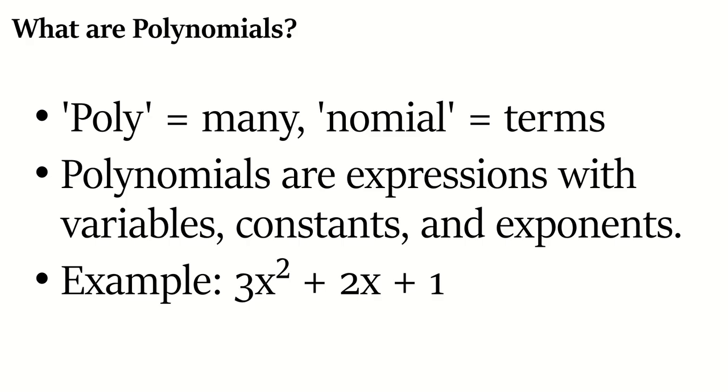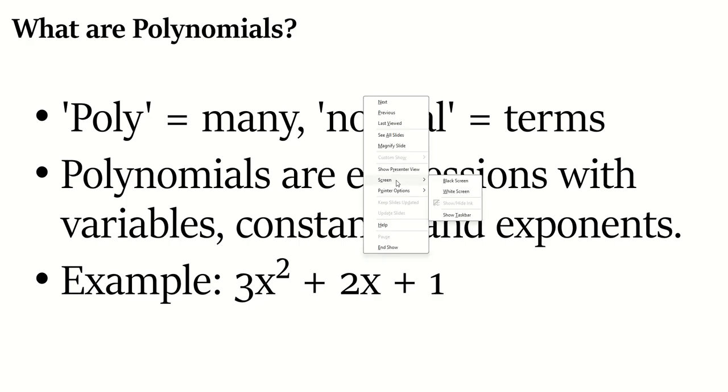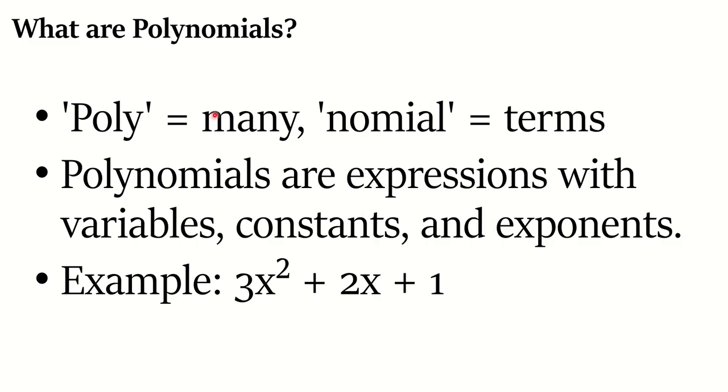So polynomials, the term poly stands for many. Poly stands for many and nomial means terms. So polynomial means many terms. So polynomials are basically expressions which have variables, constants and exponents. So we'll quickly look at what these terms are. So this is an example of how a polynomial looks like.